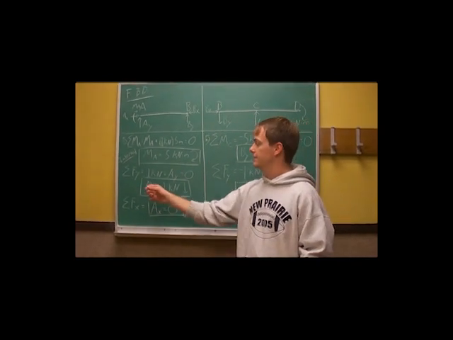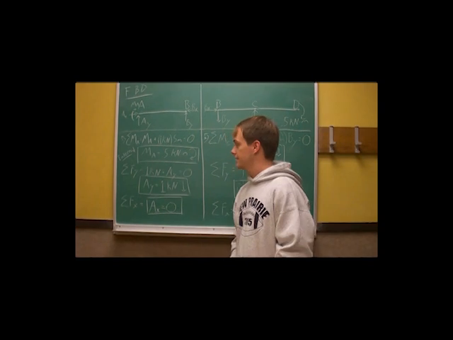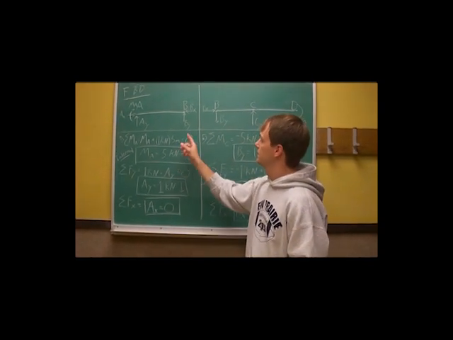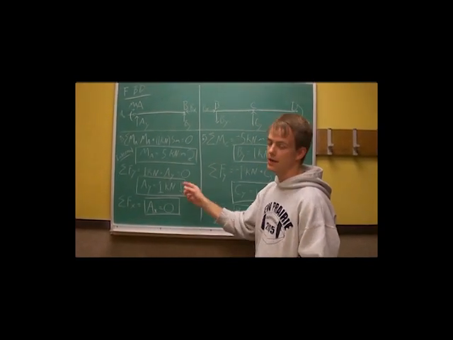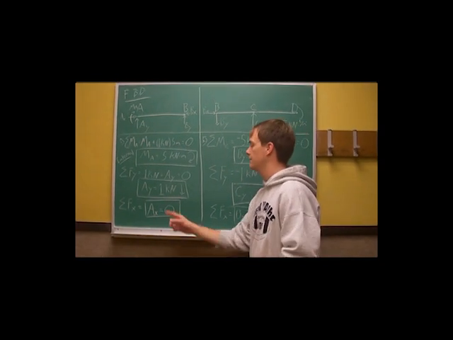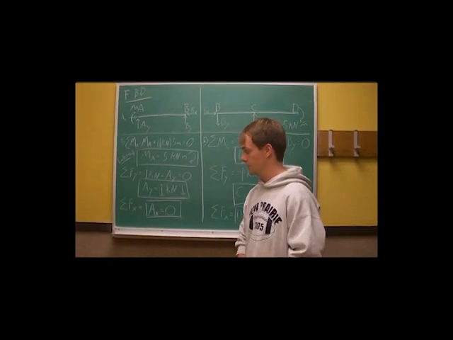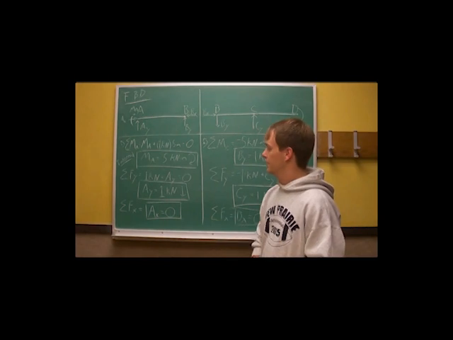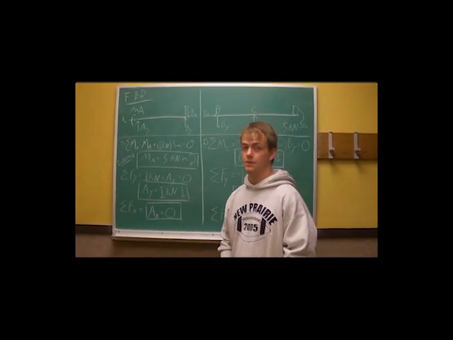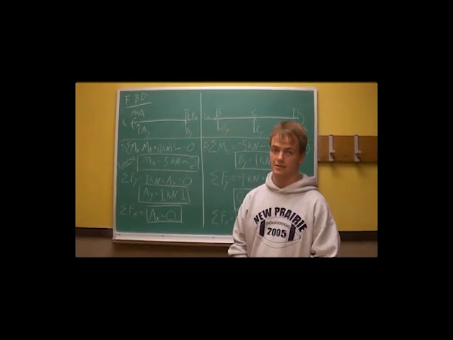Then we take the sum of the forces in the y and say that the 1 kilonewton from By plus Ay is equal to 0. Therefore, Ay is 1 kilonewton going downwards. And then again, for thoroughness, the sum of the forces in the x is 0, and therefore Ax is 0.